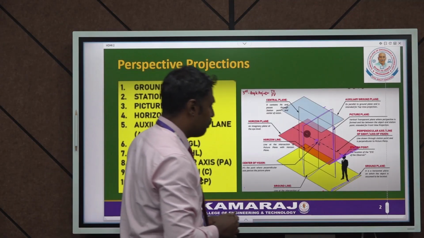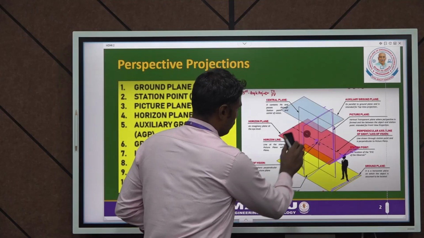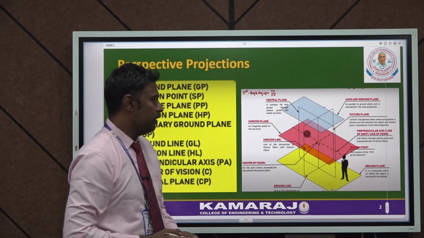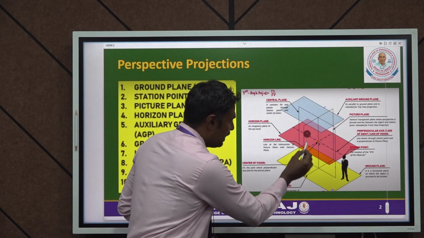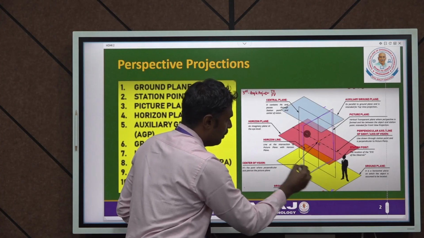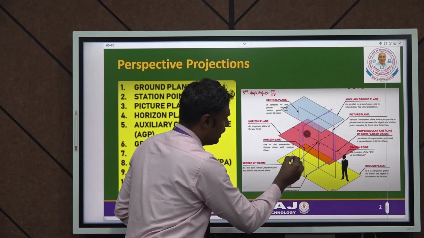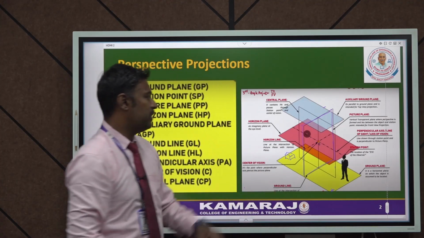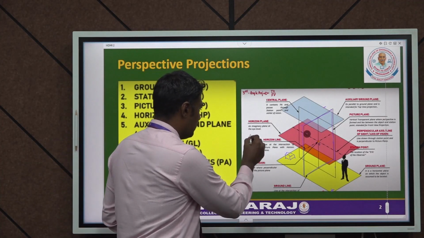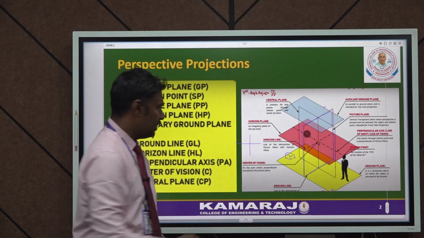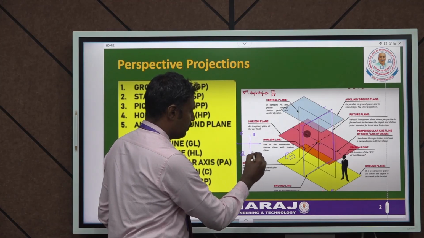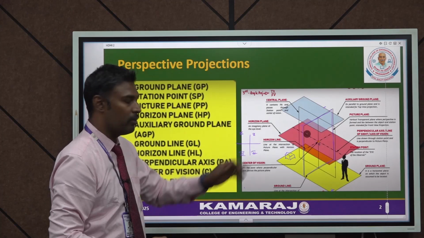Okay. So suppose an object lies behind the picture plane. This is the object which is going to be located behind the picture plane. Now imagine that this is the plane of projection. This is the first angle, this is the second angle, this is the third angle, and this is the fourth quadrant. This is the first quadrant, second quadrant, third quadrant, fourth quadrant.